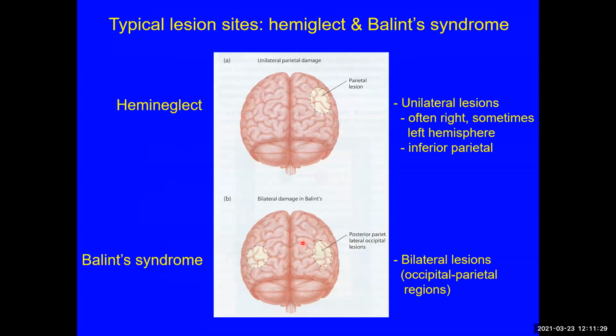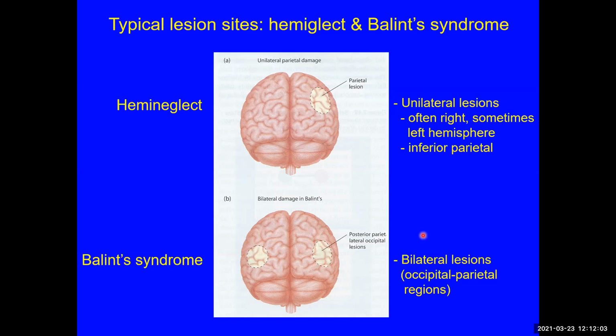Okay, so let's talk about the types of lesions that can give rise to Balint syndrome and how that differs from hemineglect. Generally, one reason why Balint syndrome is fairly rare, thankfully, is that it seems you need to have damage in both the left and the right hemisphere. So it's not just a right hemisphere phenomenon, whereas with hemineglect, almost all the time, the lesion is in the right side of the brain. And much of the time it's in right parietal lobe.